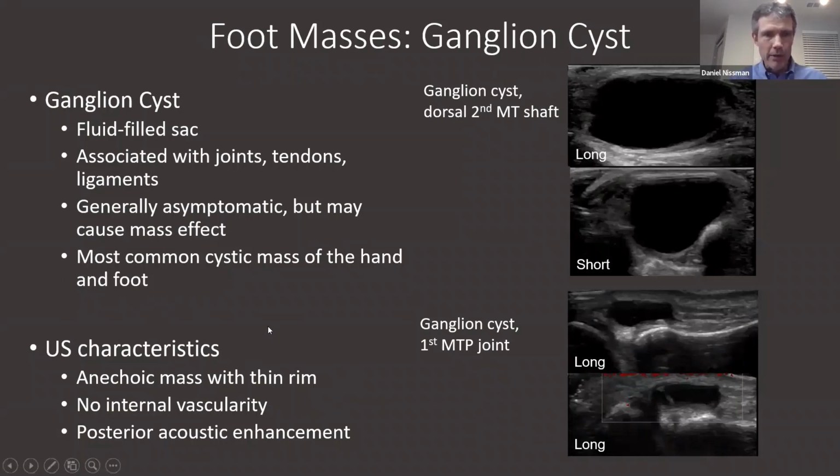Okay, ultrasound characteristics: anechoic mass with thin rim, no internal vascularity, and it has posterior acoustic enhancement as well, which is that bright signal that you see posteriorly.